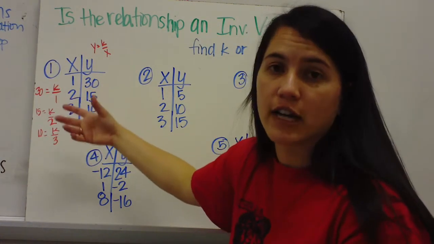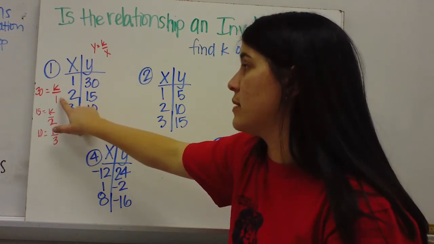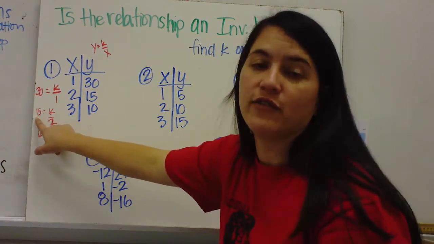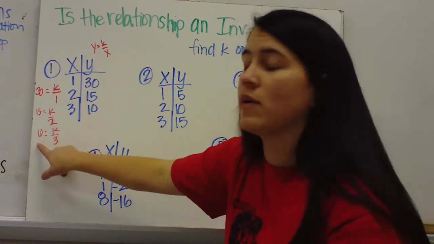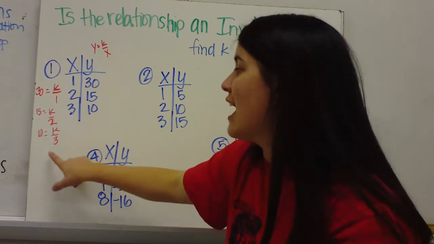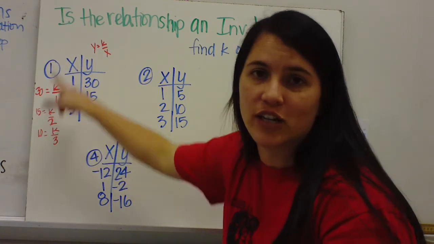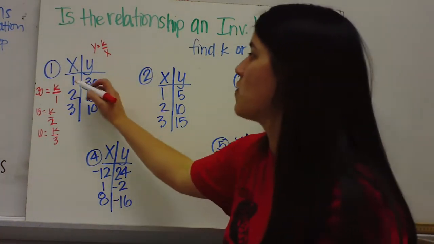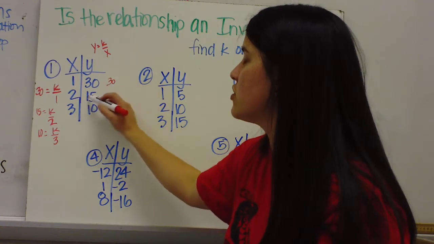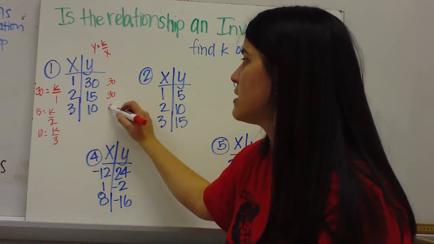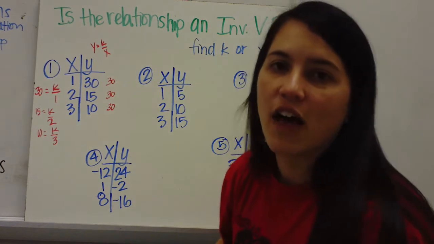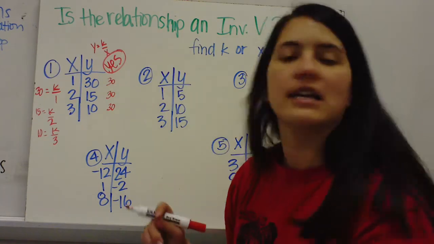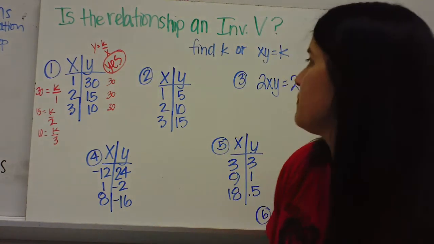Then you would solve it for k by multiplying by the denominator. So times 1, k would be 30. Times 2, 15 times 2 is 30. And times 3, 10 times 3 is 30. So k is equal to 30. The other way that you could do it is you could just multiply x times y. So 1 times 30 is 30, 2 times 15 is 30, and 3 times 10 is 30. Since they all have a consistent k, the answer is yes, this is an inverse variation relationship.